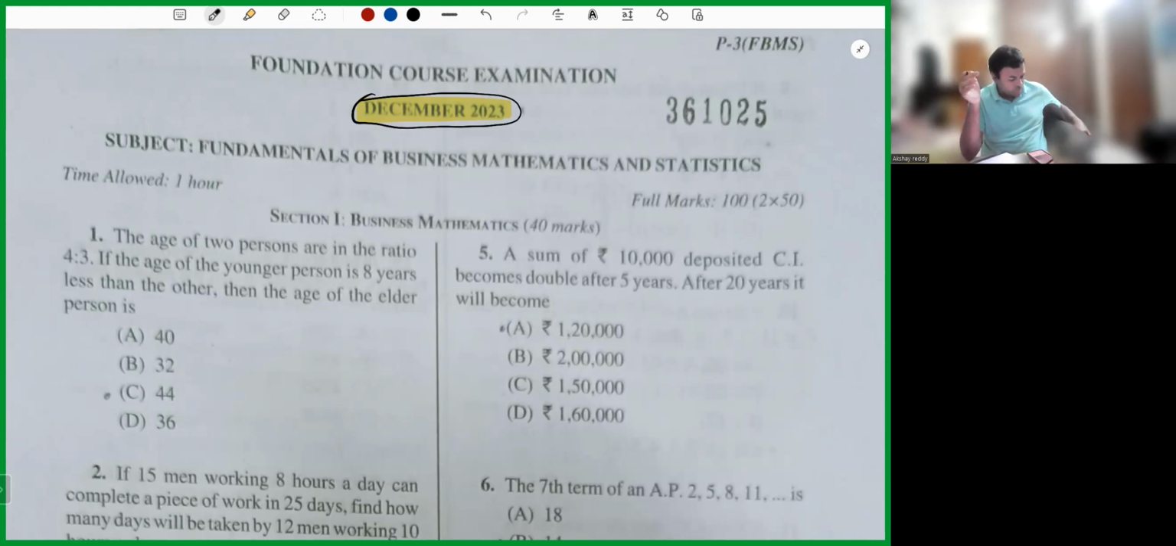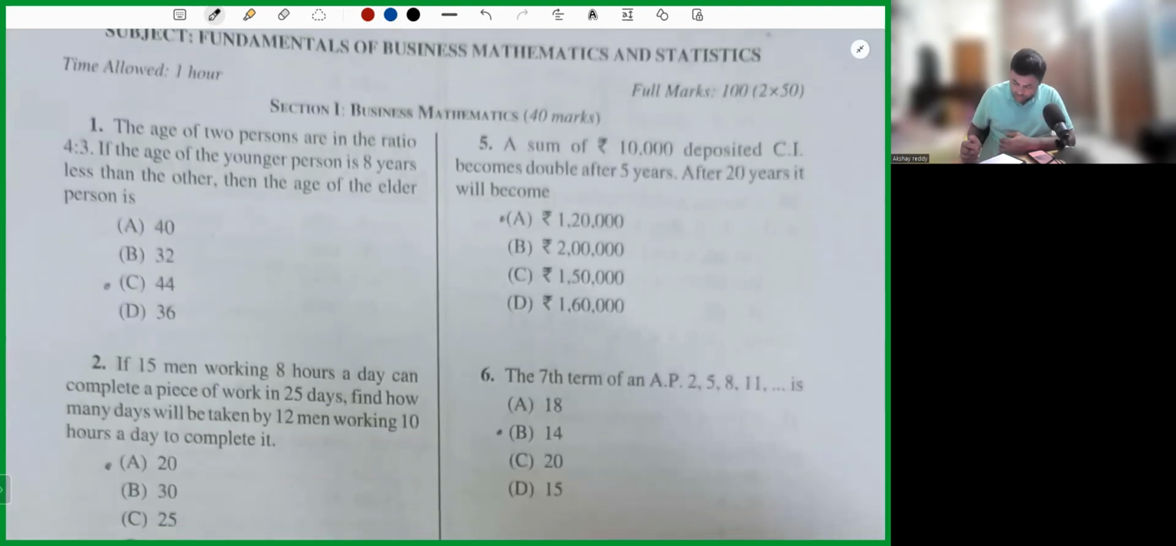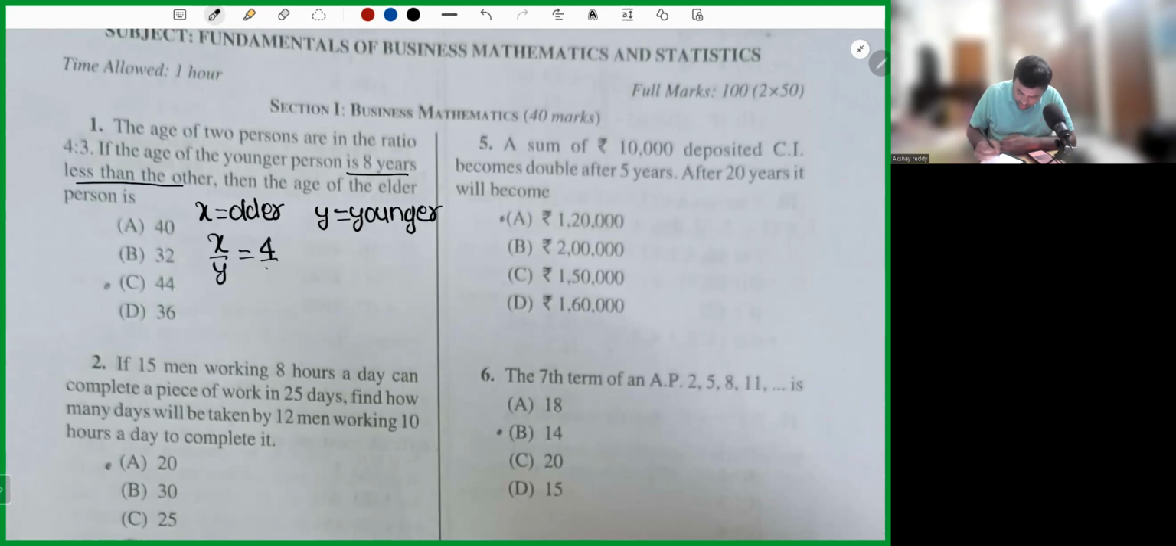Now, coming to question number 1, he's telling the ages of two persons are in the ratio x is to y. The age of the younger person is 8 years less than the older. So I'm having two people. I'll take x as older and y as younger. Next, he's telling the ratio is 4 by 3. x by y is equal to 4 by 3. And the age of the younger person is 8 years less than the other. So y will be equal to x minus 8.